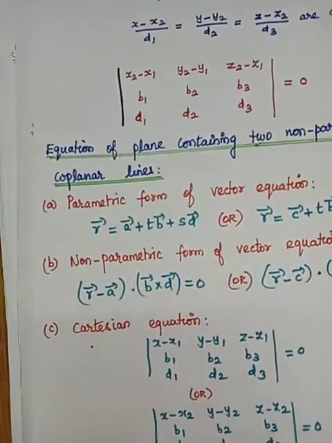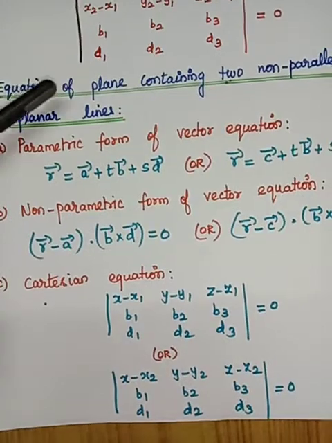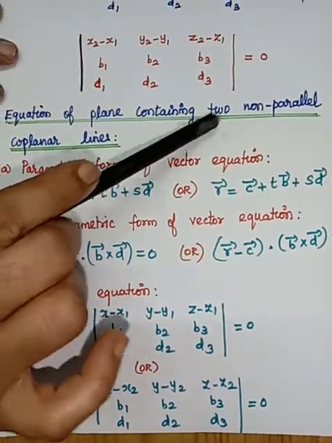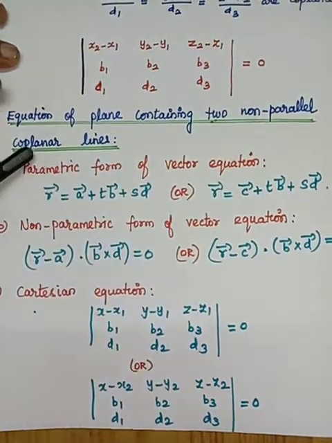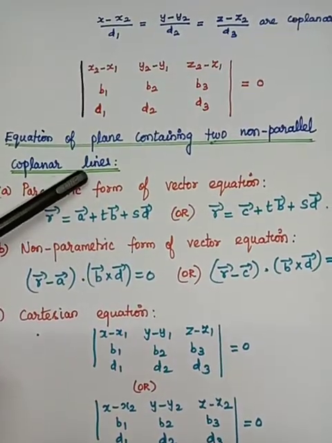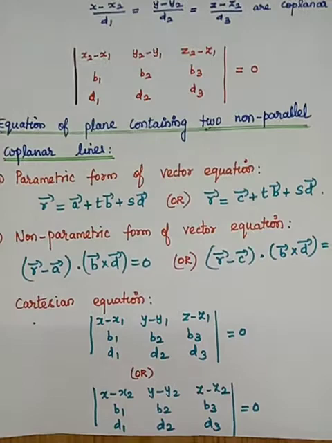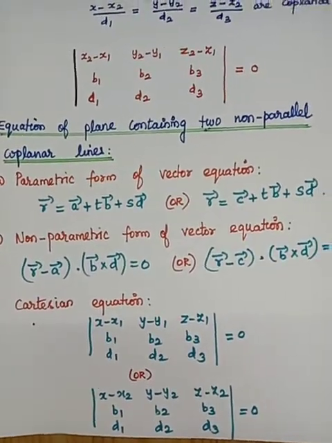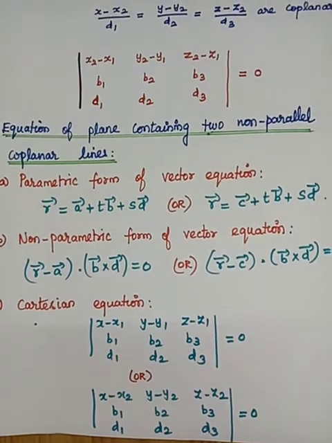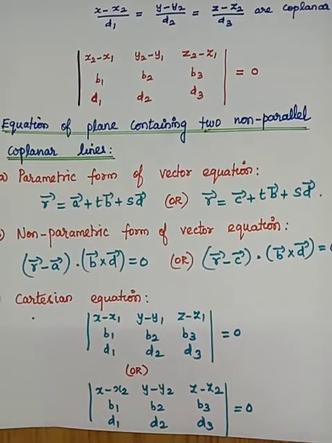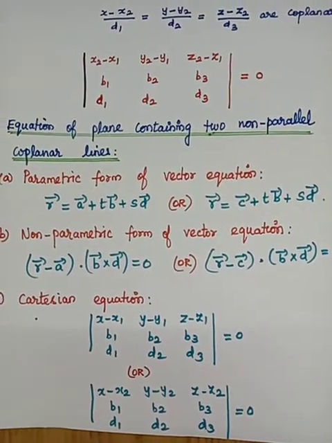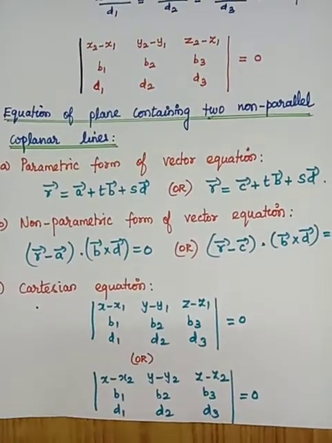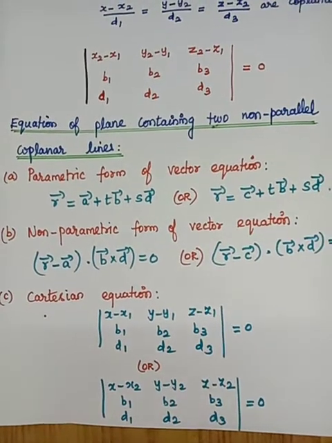Okay, so next we are going to write the equation of the plane containing two non-parallel coplanar lines. Okay, so we are going to write the equation of the plane containing two coplanar lines. So both the lines lie on the same plane. So we can use the position vector of the passing points of the lines and the parallel vectors.